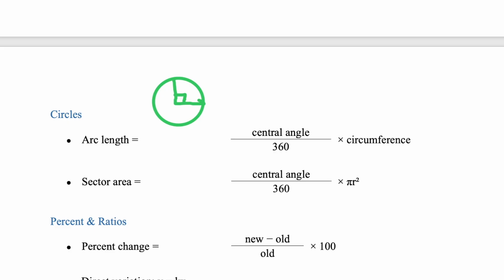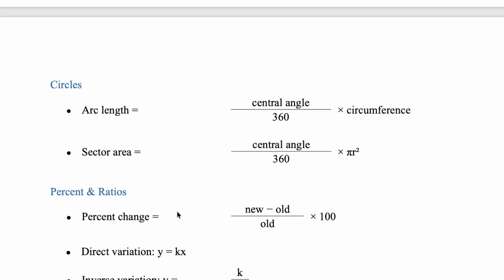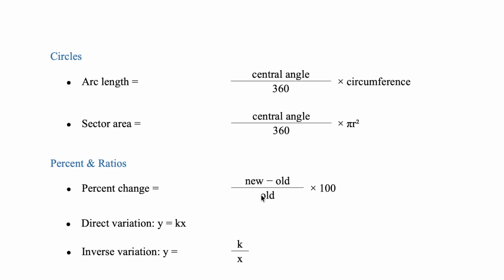Now for percents. So percent change is very simple, very easy to memorize. All you need to do is new minus old over old times 100, which is basically the change over the original number times 100, because the 100 brings it to a percent. For direct variation, it's just y equals kx, basically saying that when this goes up, this goes up too. And an inverse relationship means this goes down and this will go up right here.